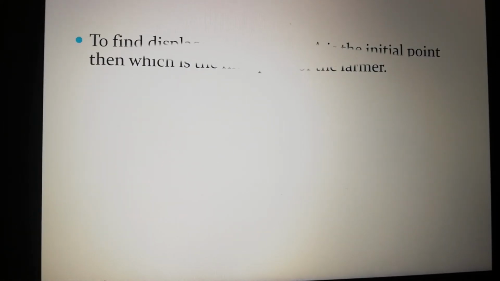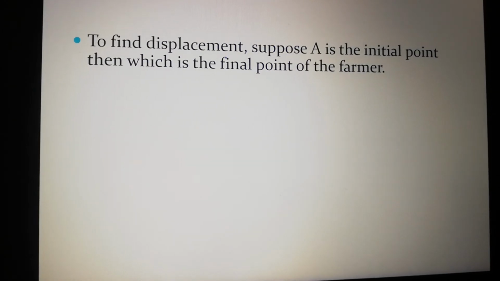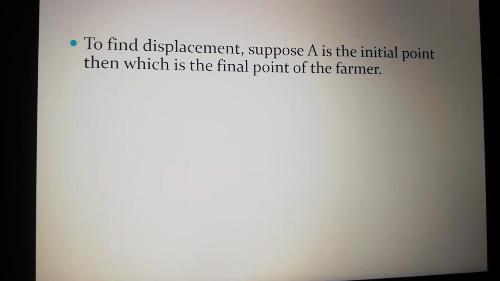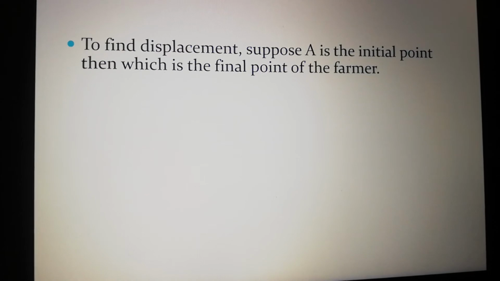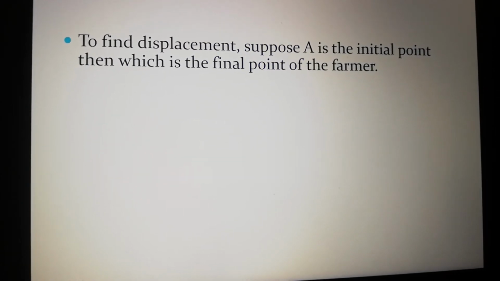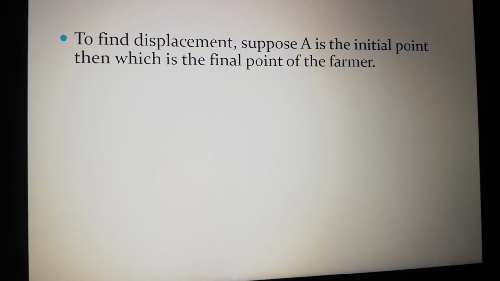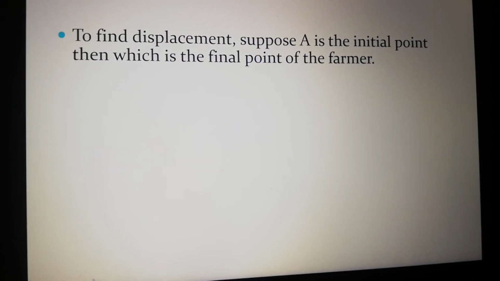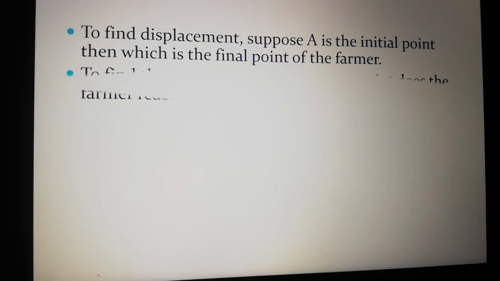Now here to find displacement, suppose A is the initial point, then which is the final point of the farmer, where he will be. To find that we need to know at which point does the farmer reach after 2 minutes 20 seconds. He takes 40 seconds to finish one round moving along the boundary from point A to point D.